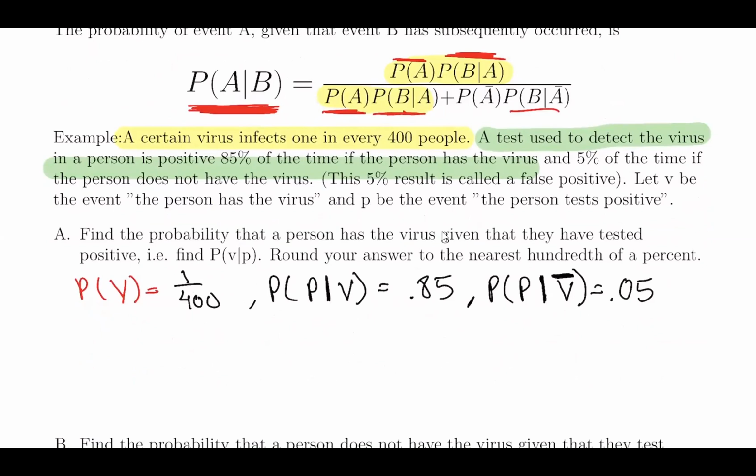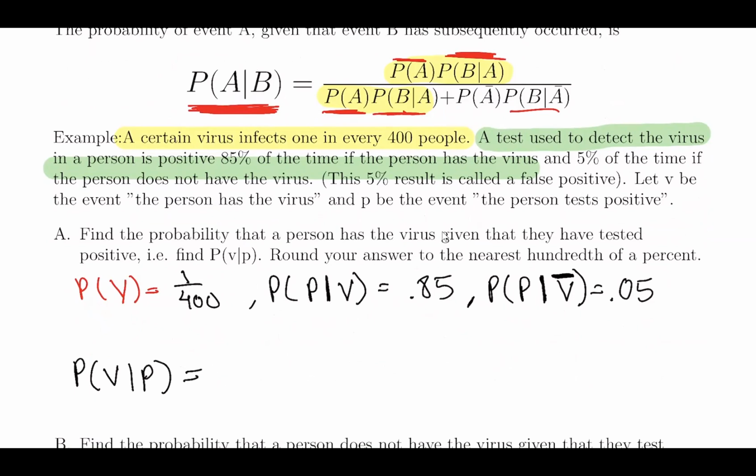So for part A, it says find the probability that a person has the virus given that they have tested positive, i.e. find probability of V given P. So we're gonna find probability of V given P. All right, so let's go ahead and look back at the formula.